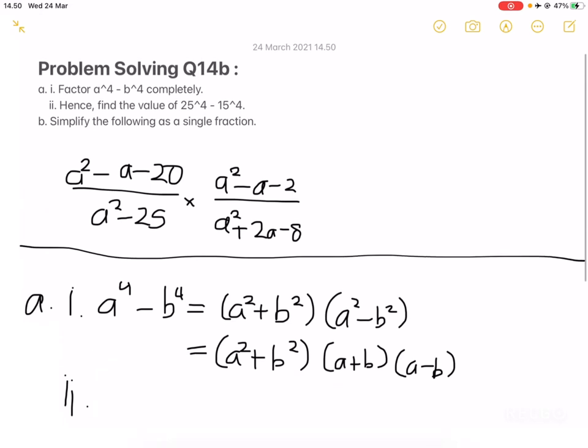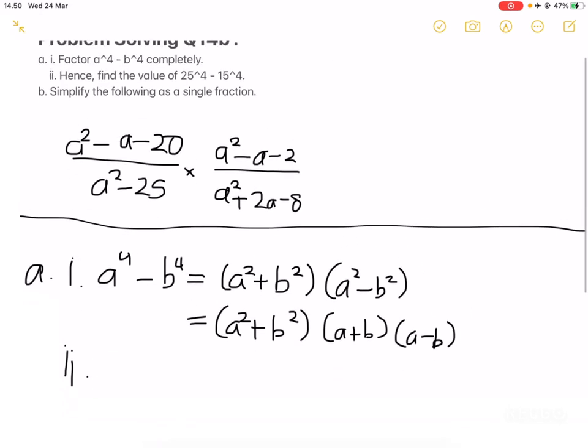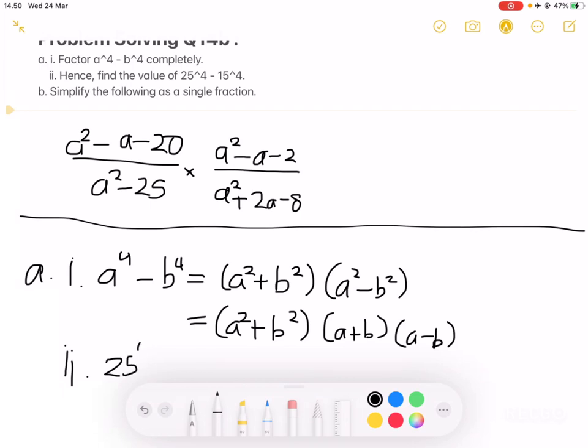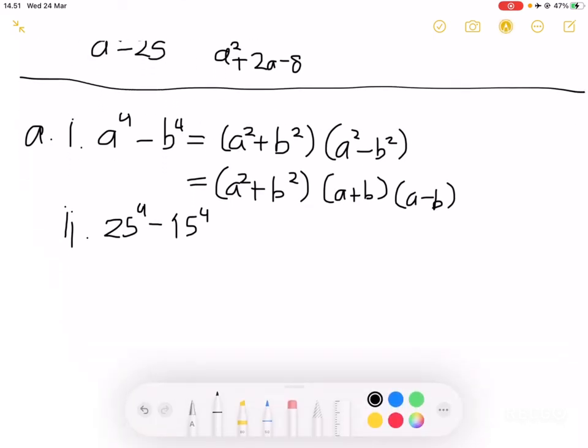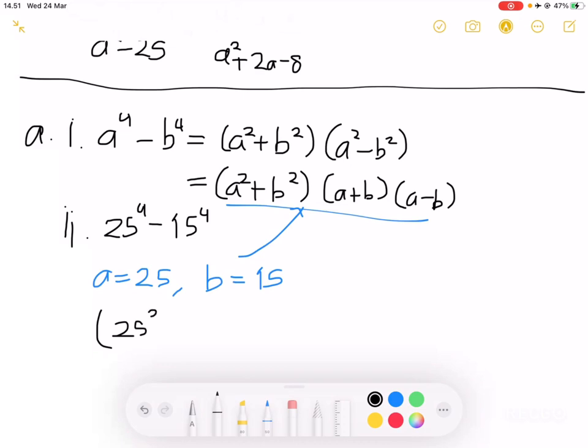For the second part of part A, find the value of 25 to the 4th minus 15 to the 4th. Well, using our factorization here, we can just suppose a to be 25 and b to be 15. So substituting into this formula, we'll get 25 squared plus 15 squared, times 25 plus 15, times 25 minus 15.